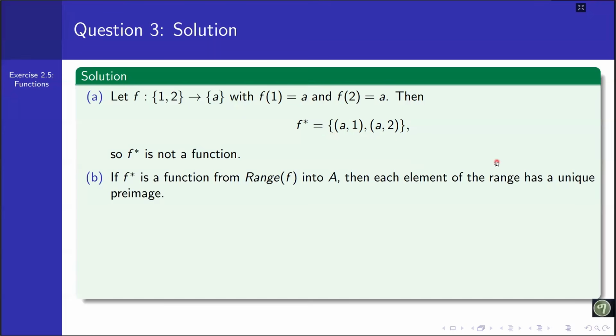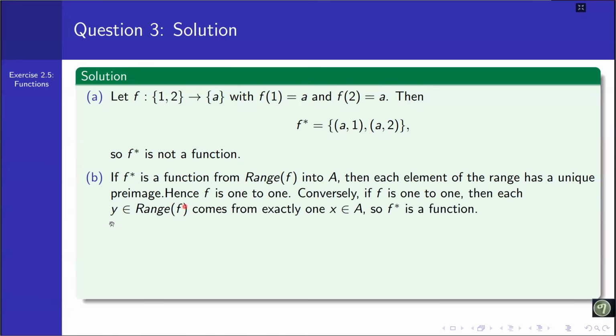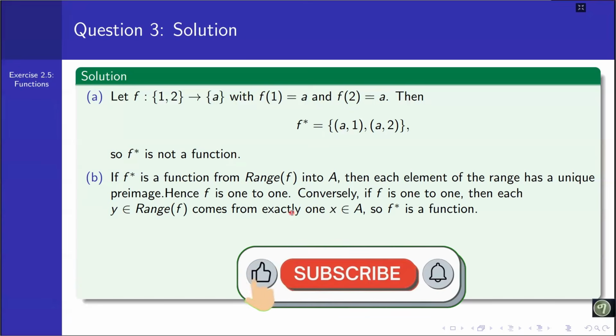So that the function f star will satisfy the condition to be a function. Next one, and that means hence f is a one-to-one function. Conversely, if f is one-to-one, then each y, which is an element of range of f, comes from exactly one x, which is an element of A, so that f star will become a function.